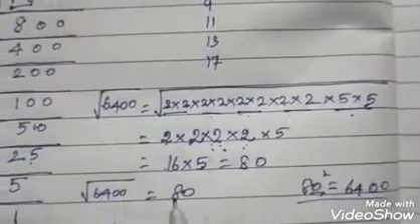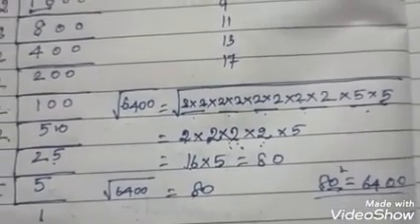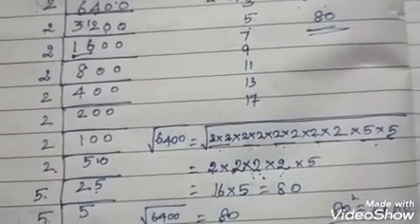Here you got the 80, the same 80, by using prime factorization. This is the method to find the square root by prime factorization. Next we move on to example number 5.